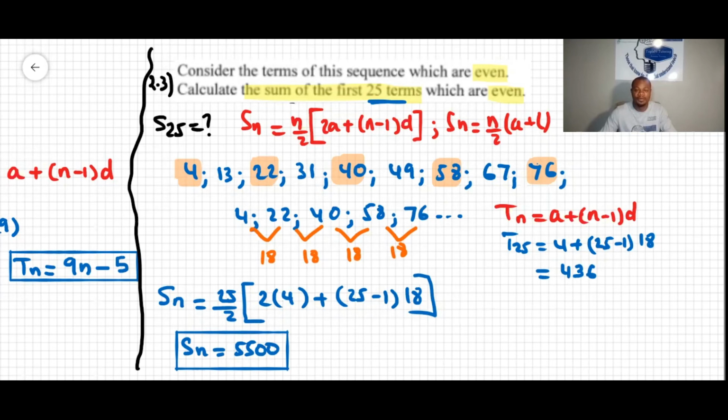Then we can use this formula: Sn will be n over 2, so 25 over 2, open bracket, the first term, which is 4, plus the last term, which is 436, and this is equal to 5,500. That's Sn.